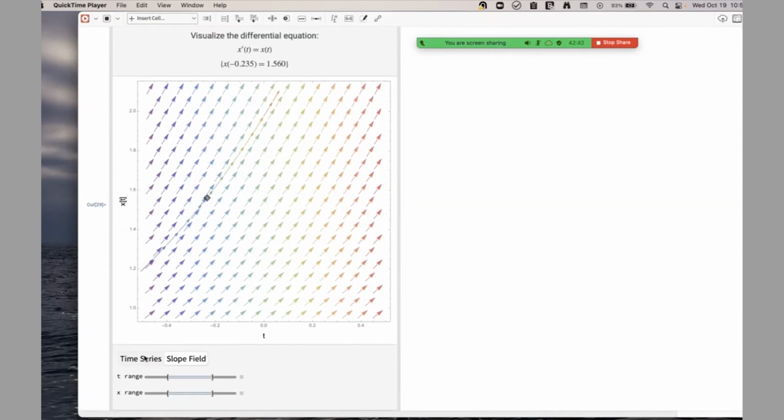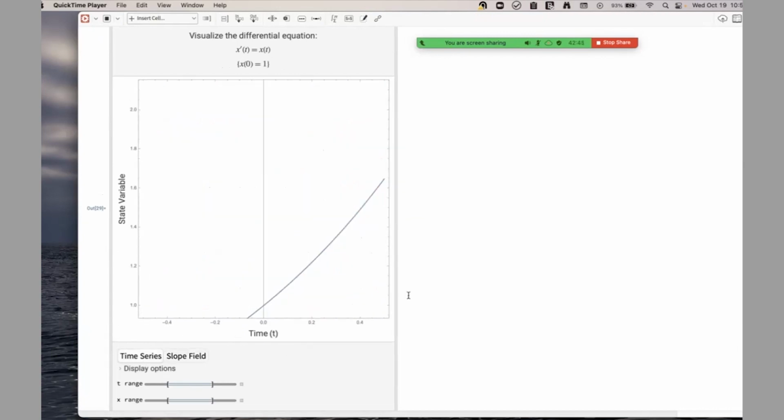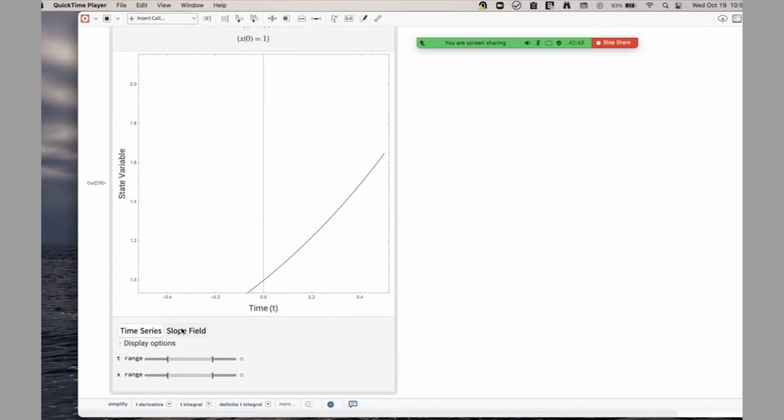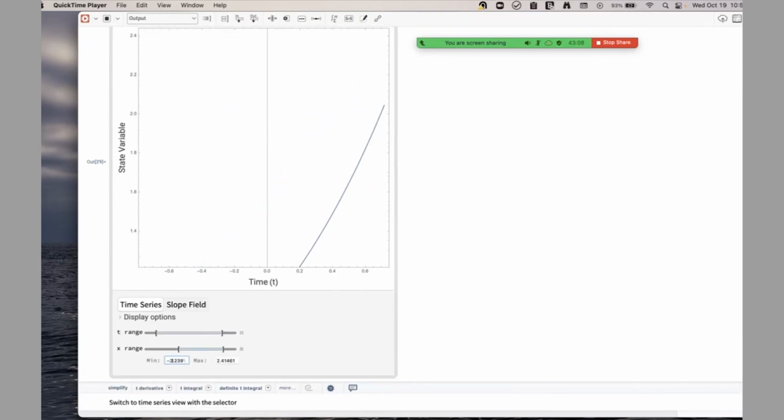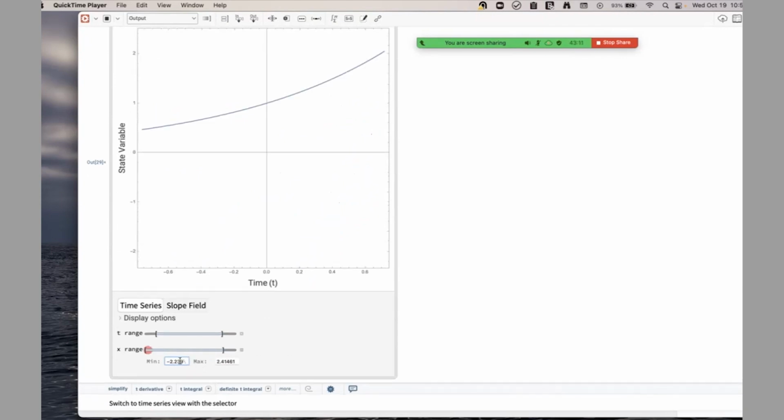With this selector, we can switch to a time series view, and the plot range can be adjusted with the interval sliders. It can be dragged in this way too, and it's possible to modify the original interval with values outside the original interval of the interval slider.